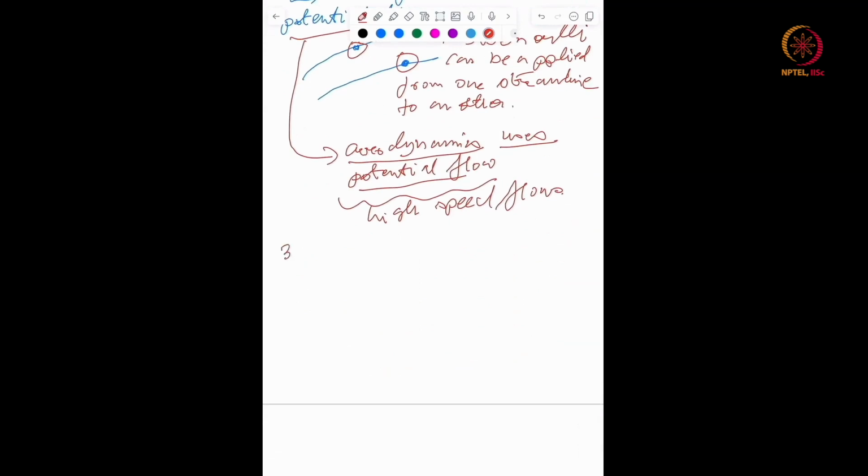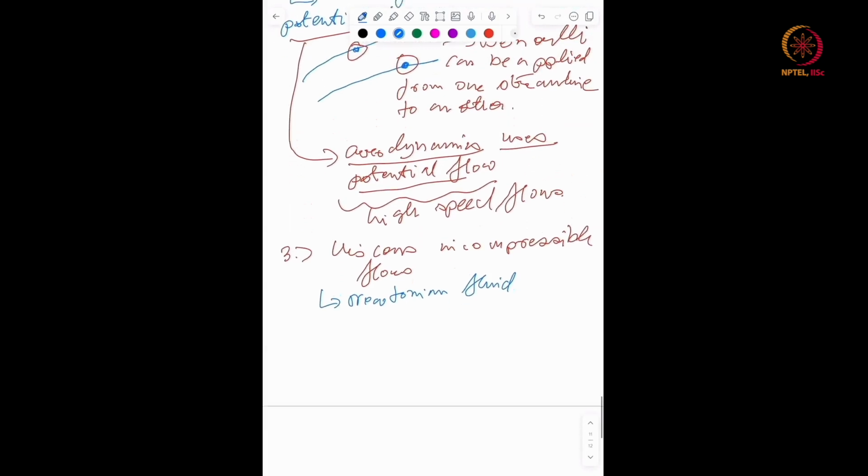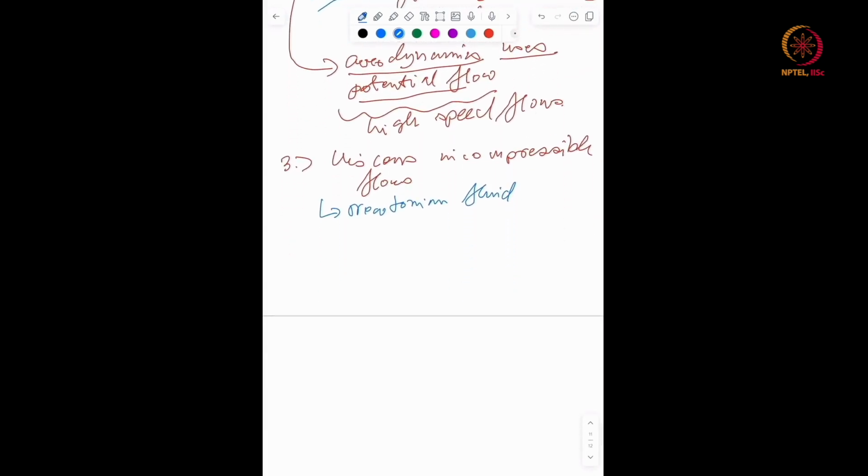And then of course you have the viscous incompressible flow. Okay, so your continuity equation still remains the same. So this leads, for a Newtonian fluid, we are dealing with Newtonian fluid, to the celebrated equation, which is called the Navier-Stokes equation.